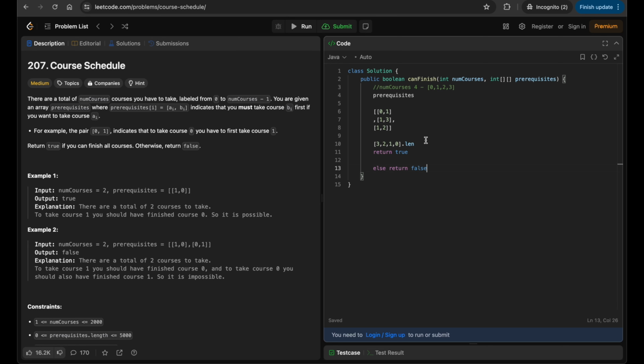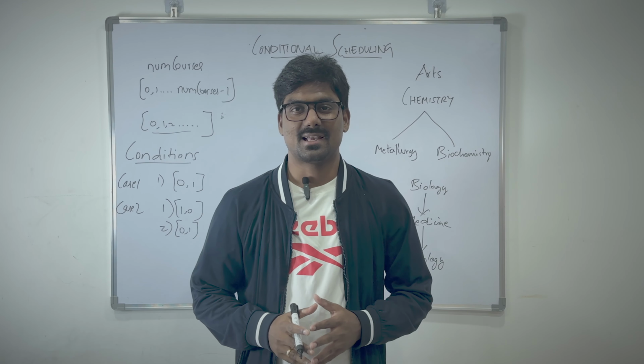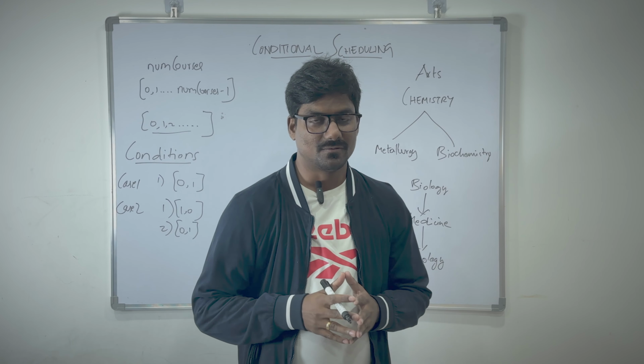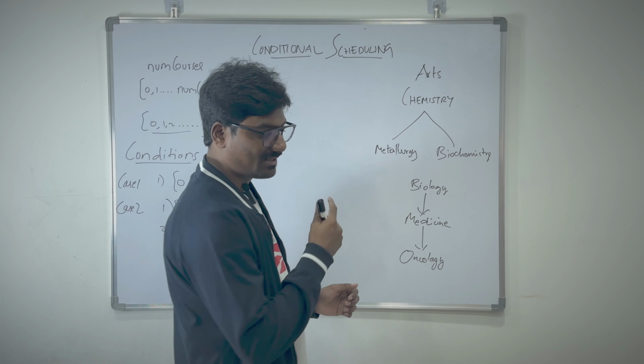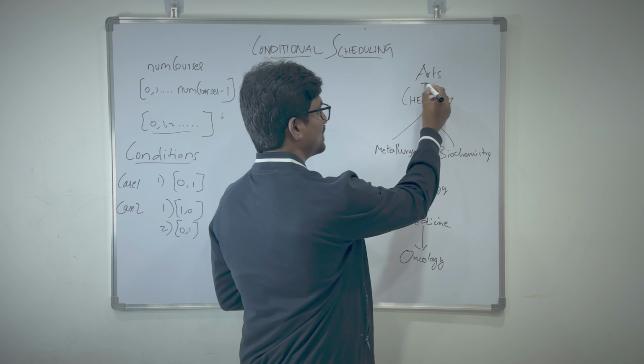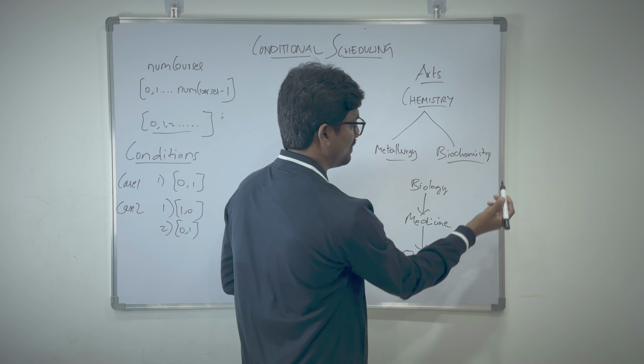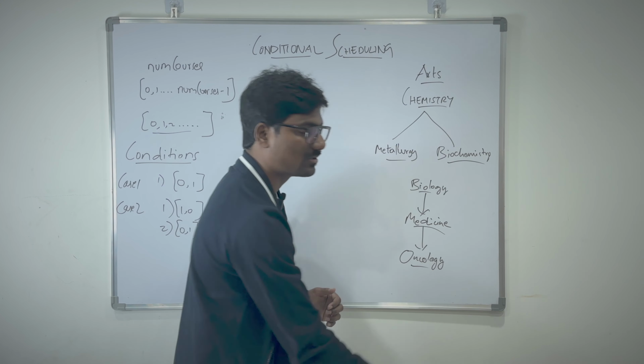So I'll try to explain the algorithm by giving you some analogy. Let's go to the board. I'll try to explain the problem in an intuitive way. So let's consider a number of courses: arts, chemistry, metallurgy, biochemistry, biology, medicine, and oncology.